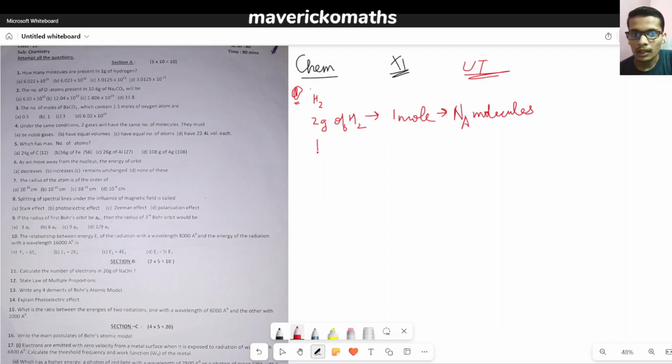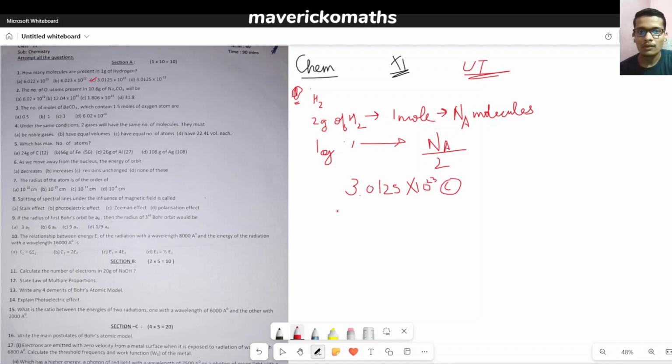Now we are given 1 gram, so the rest is the same. It will be Avogadro's number divided by 2, which will be equal to the C part, that is 3.0125 multiplied by 10 to the power 23. So this is the first question. Moving towards the next question.